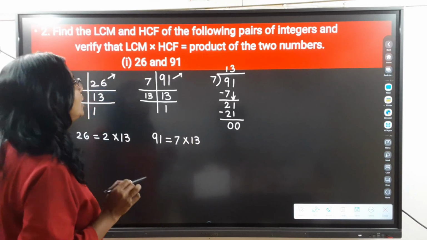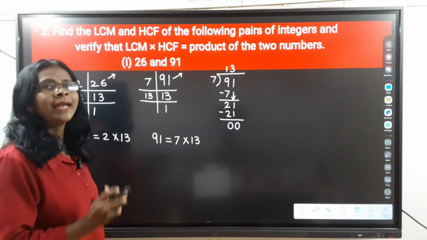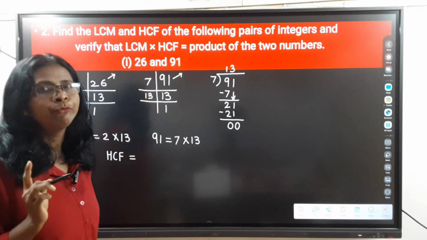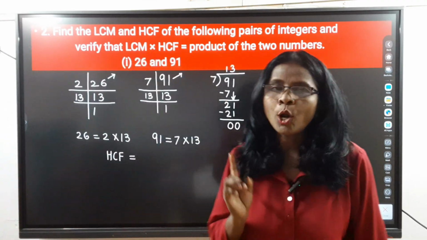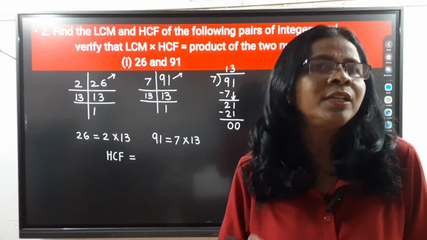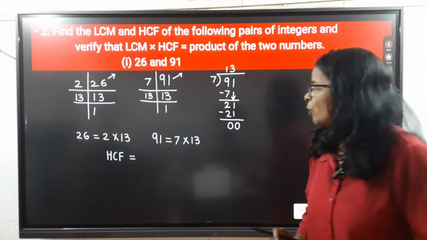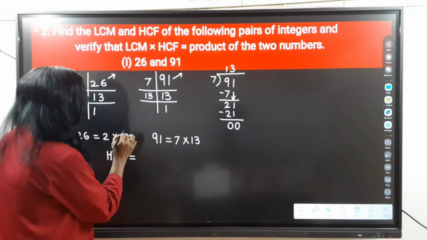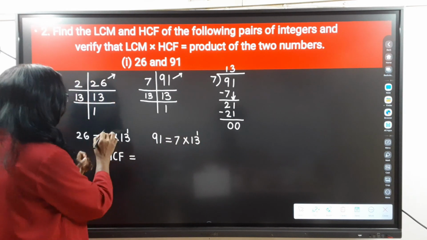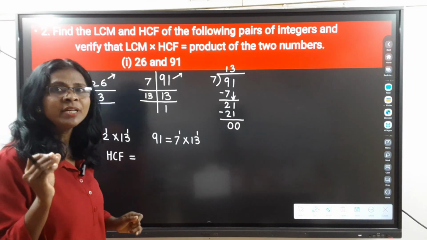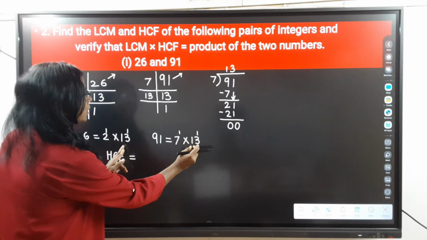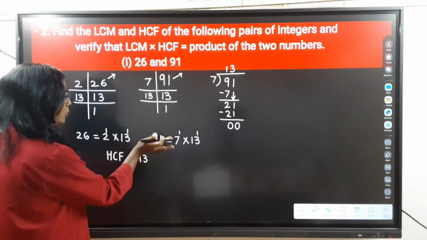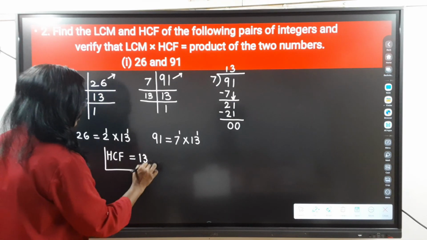Now first I calculate HCF and then LCM. How can we calculate the HCF, students? As per our formula, it is the product of the smallest power of each common prime factor. The common factor between these two numbers is 13, and the smallest power is 1. So I write 13 raised to 1, which is simply 13. So HCF is equal to 13.